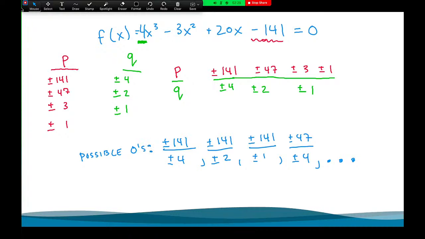We can use synthetic division on these possible values to find the actual zeros of the function. So go ahead and on your own set up your synthetic division table and find the roots of the function. And for this function, we will have 24 possible roots.